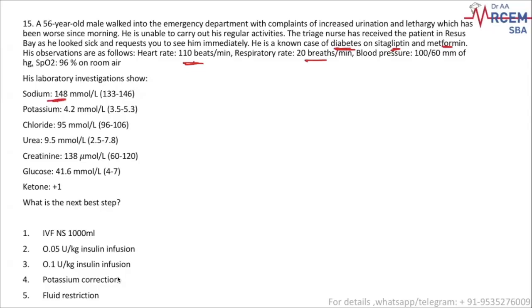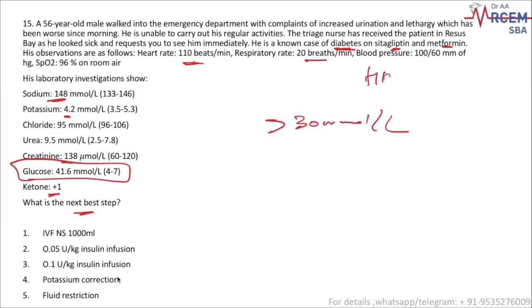Sodium values are slightly on the higher side. Potassium is in the normal range. Creatinine is increased. Glucose values are significantly increased, more than 30 millimoles per liter. Ketones are not significantly increased, but slightly increased. What is the next best step for this patient? What are we suspecting in this patient? We are suspecting an HSS because the glucose values are on the significantly higher side.